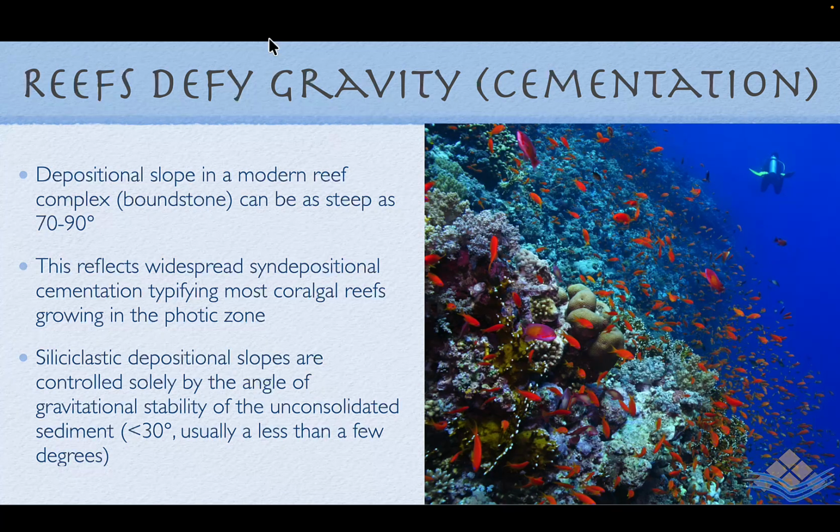Quite often, reef fronts can drop off into water depths of 100 metres or more over very narrow bands, as we see here in this image of the reef front, with the active reef formers dropping off into deep, dark blue water. In contrast, siliciclastic slopes are much simpler. The depositional slopes are controlled by the angle of gravitational stability of the unconsolidated sediment, so we don't see any slopes steeper than 30 degrees, and usually we see less than a few degrees on most siliciclastic slopes, whereas in the corals we see this quite steep cemented reef front. So corals build a framework.